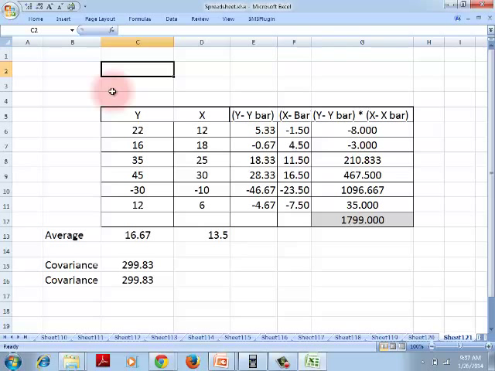Now, with covariance, what is more important is what it does not tell us, and that's where I think most people go wrong. Write down: positive covariance means positive relationship between two variables. Negative covariance means negative relationship. Zero covariance means no relationship.